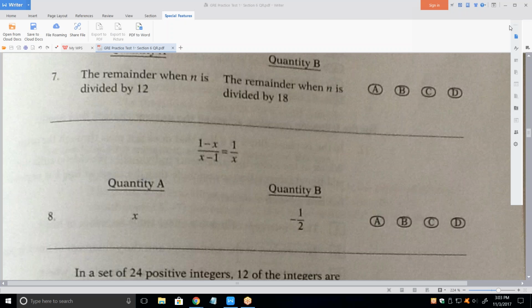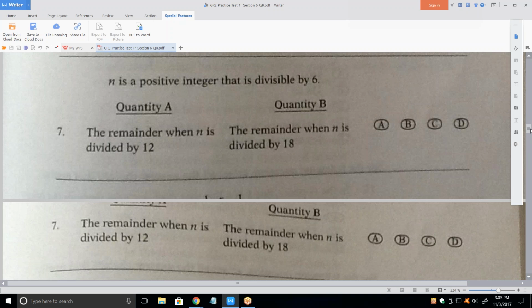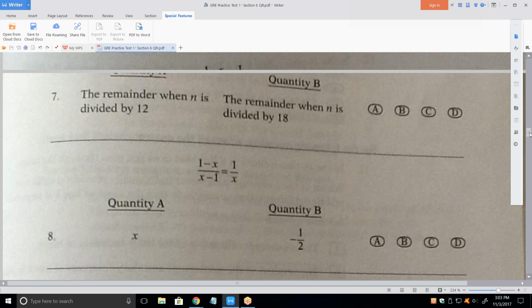All right, so last time we left off with number 7, I believe. Okay, remember number 7? Barely. The remainder when n is divided by 12, and then when divided by 18. And we know that n is divisible by 6. So n can only be 6, 12, 18, 24, 30, and so forth. All right, let's go on to number 8.